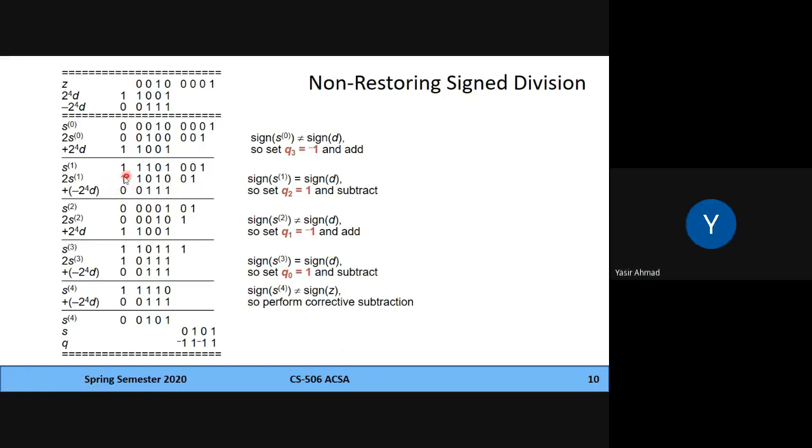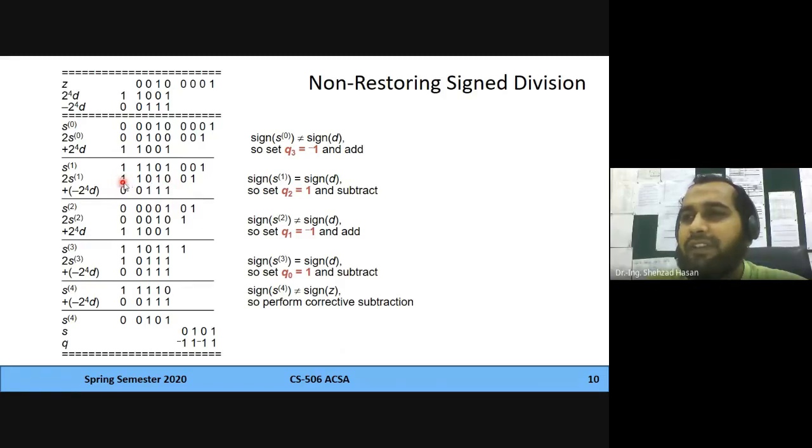What we have to check in every step is what is the sign of the partial remainder. Is this the same as the divisor or not? So if both signs are the same, then you have to subtract and put the quotient bit as one. So here we have done subtraction. Subtraction is to add the 2's complement number to it. So this number was actually minus 7, and the 2's complement of this would be 7. So you have added actually 7 with it.